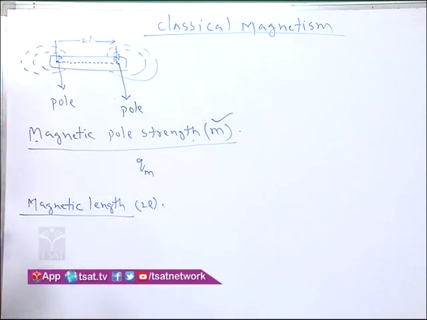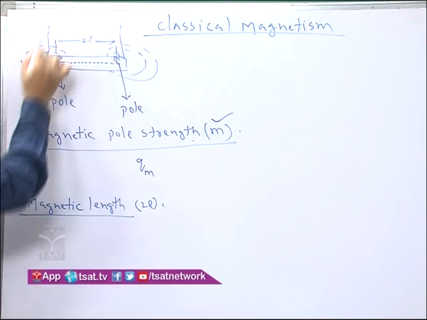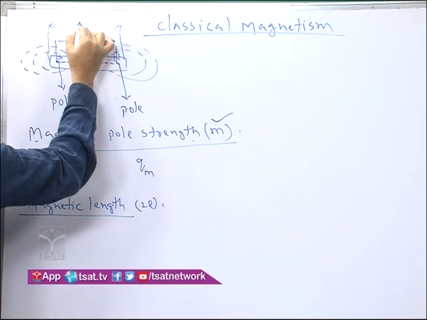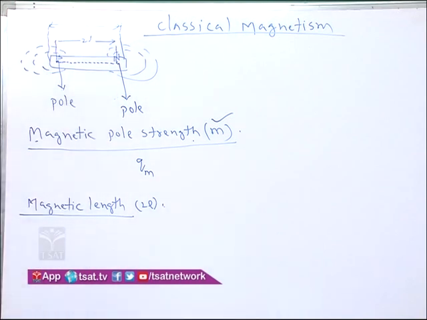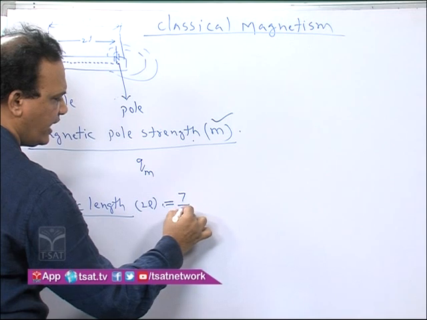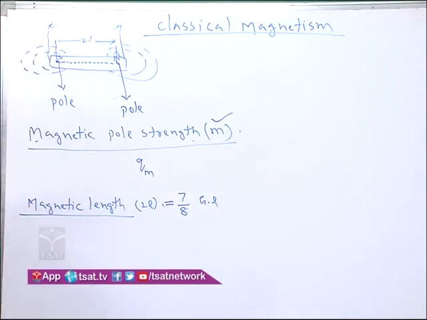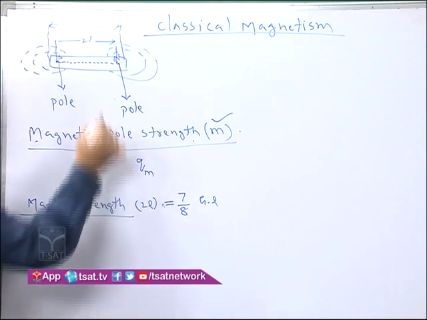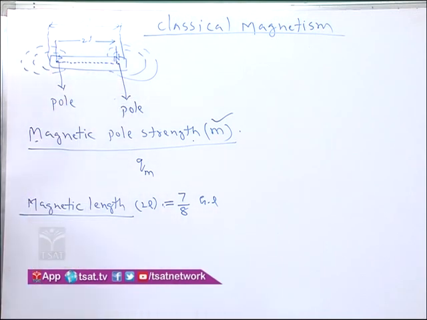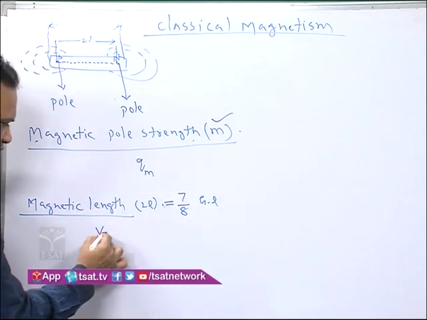Another length of a bar magnet is between the end points of the bar magnet, which represents the geometric length. Geometric length and magnetic length are not equal. Magnetic length is equal to 7 by 8 times the geometric length. Magnetic length is the shortest length between the south and north poles. It represents the shortest distance, so it is a vector.